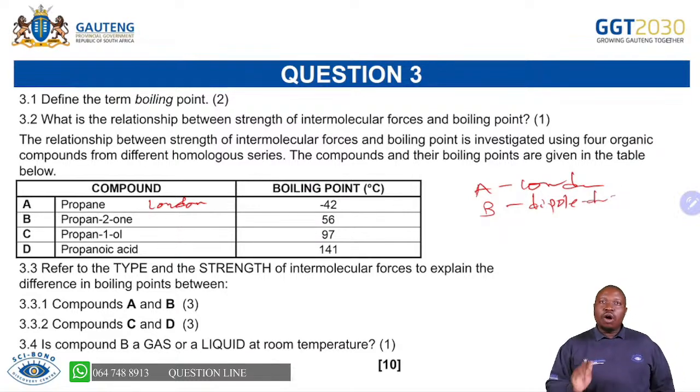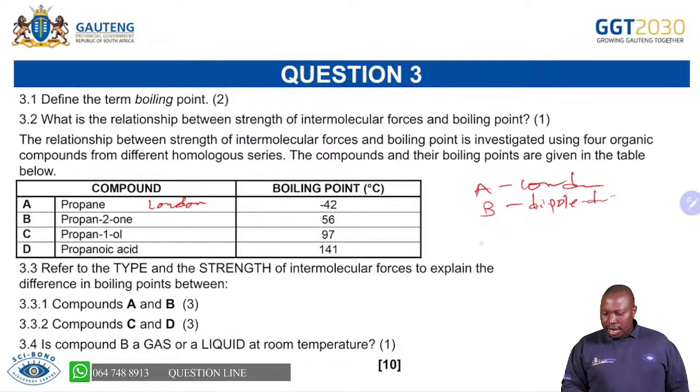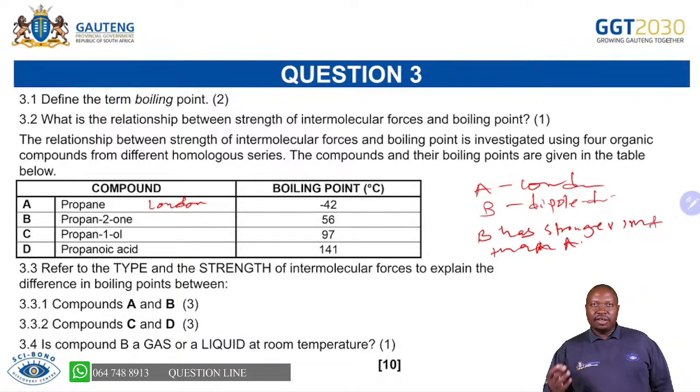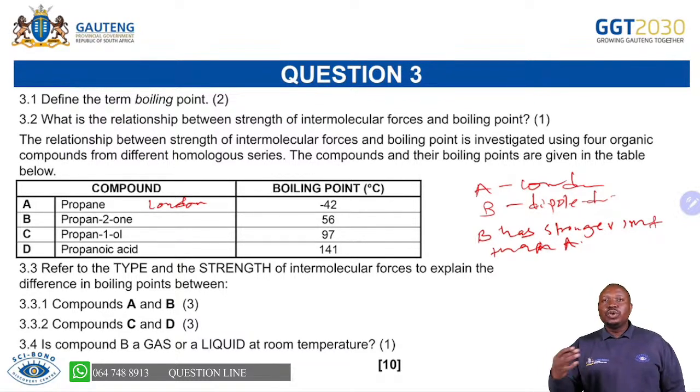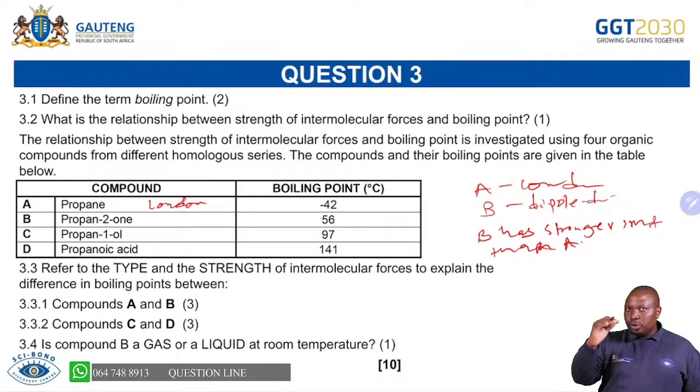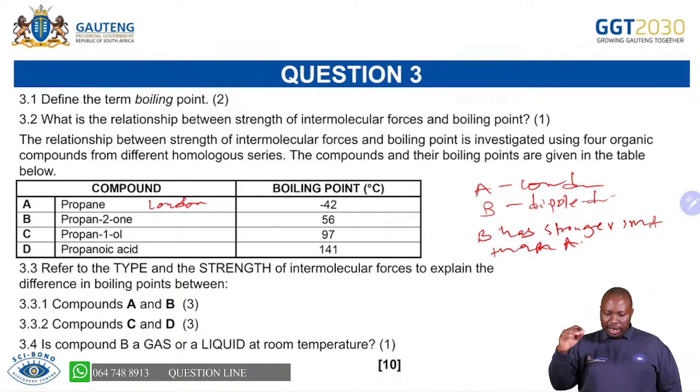And then the strength, now you are comparing the strength to say, okay, B is stronger. Now you are saying the dipole in B is stronger intermolecular force than A. A has less strength of intermolecular force. So you tell us which one is stronger. The first thing you said, what are the intermolecular forces? The second thing now, you're looking at the structure to say what is different.